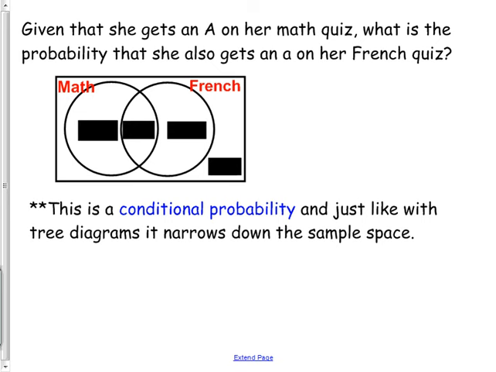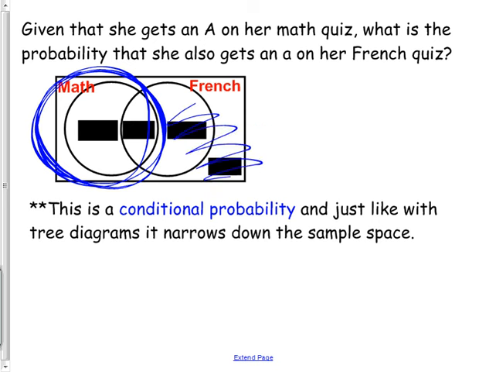All right, given that she gets an A on her math quiz. Oh, wait, given. This is the first time we've had a given on a Venn diagram question. Given means that this is the things that I can use, and therefore, those are the things I can't use. So, as soon as it says given, I would circle the part that you're going to use. I can only use the 80 and the 5.